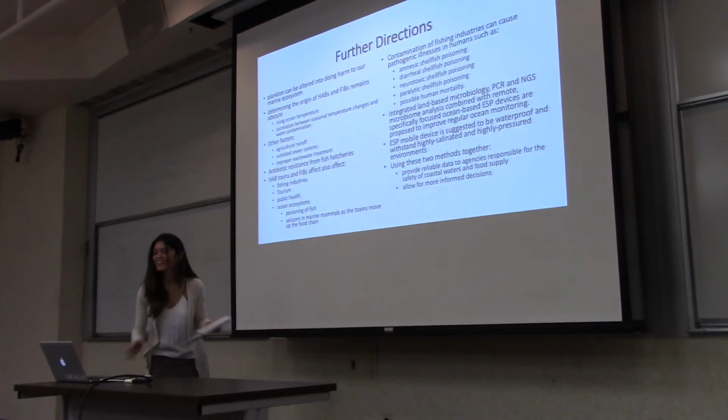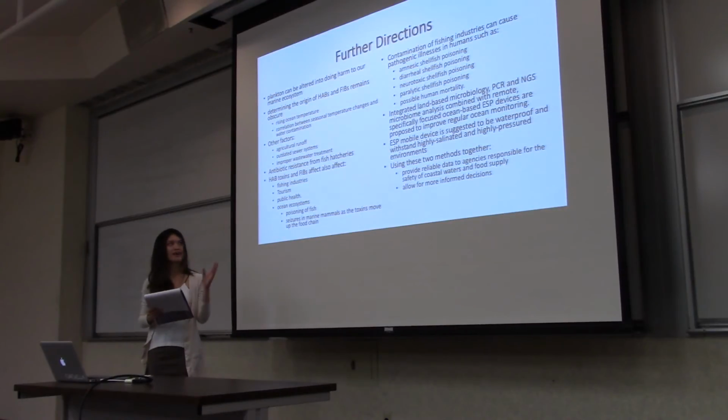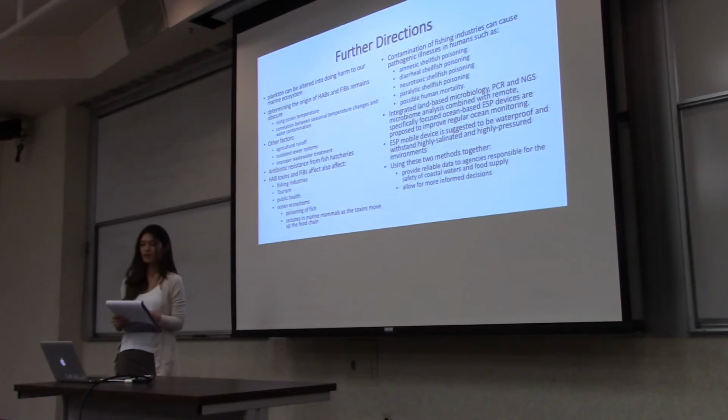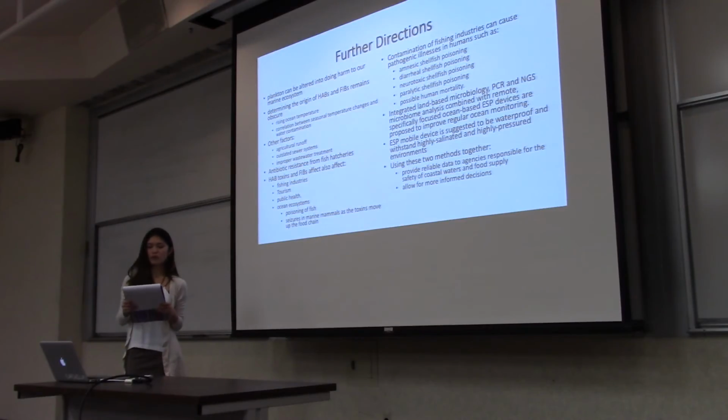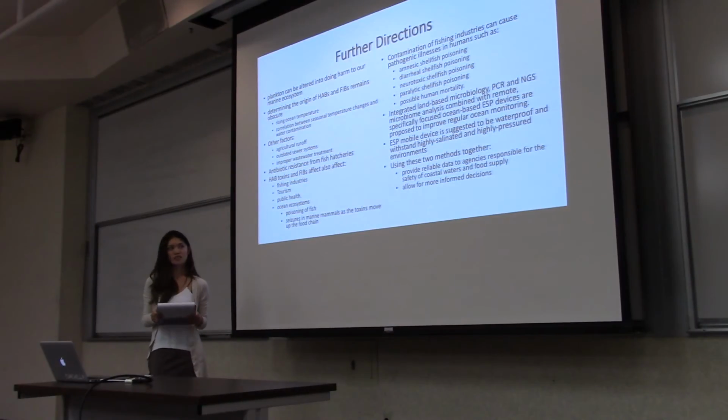As I've explained, plankton can be altered into doing harm in our marine ecosystem. Determining the origin of HAB and FIVs remains obscure. However, some causes can be rising ocean temperatures and the correlation between seasonal temperature and water contamination. Other factors include agricultural runoff, outdated sewer systems, improper waste treatment, and antibiotic resistance in fish hatcheries.